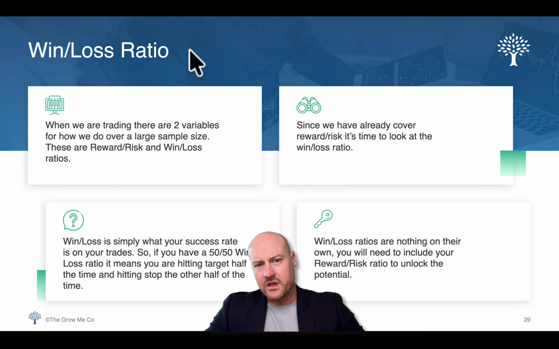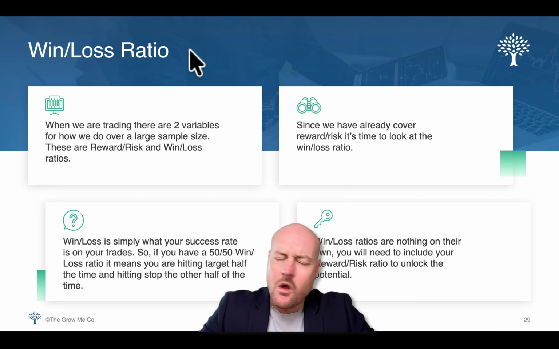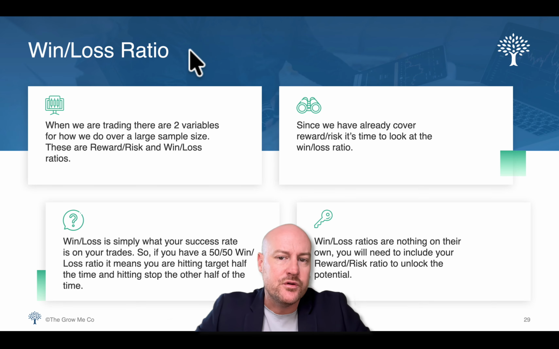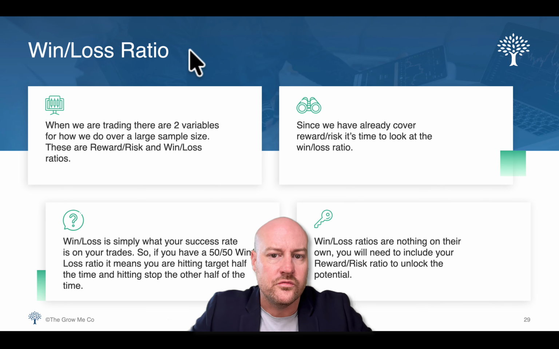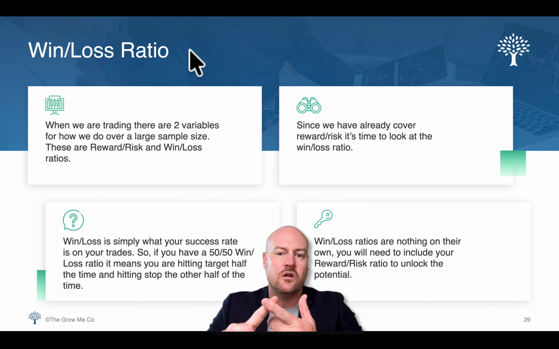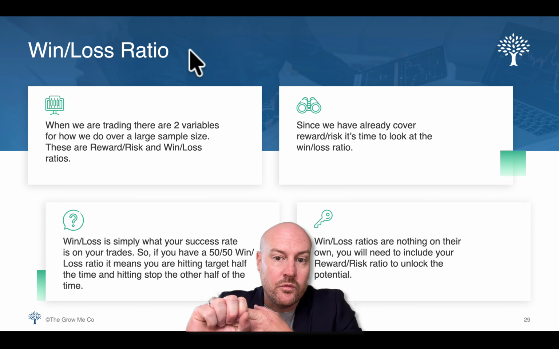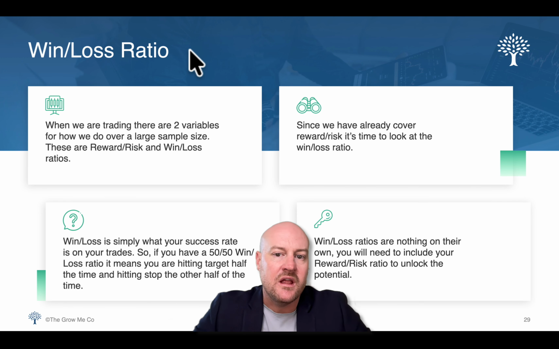Now, we're going to have a look at win-loss ratios here because I see so often too much emphasis being put on a win-loss ratio and not enough on a reward-to-risk ratio. So those two, a win-loss ratio needs to be coupled with a reward-to-risk ratio to have any real merit and to be able to give you any real understanding of what an edge looks like. So we're going to touch on that.